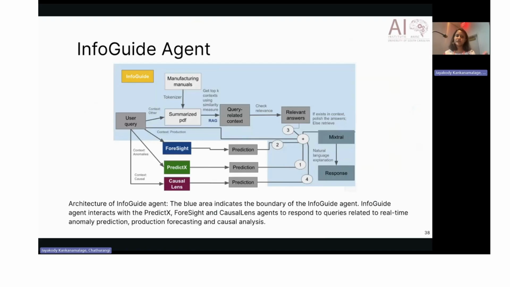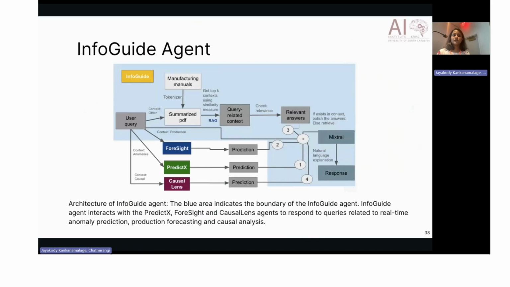For example, if the user query has context related to anomalies, it will invoke the predictive agent and give the prediction accordingly. If the query relates to causality, it invokes the causality agent, and the same for the foresight agent. And for the other types of questions, it invokes the reasoning engine that is inside the InfoGuide agent itself.